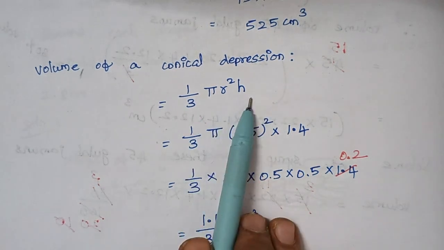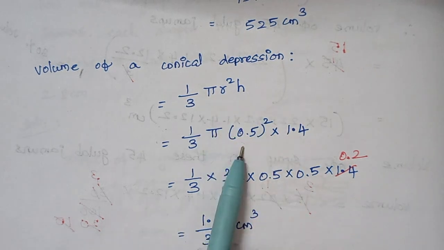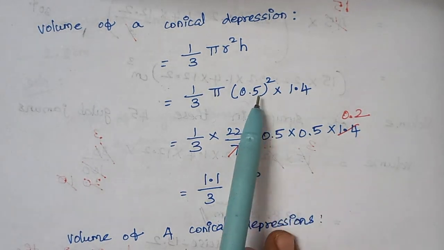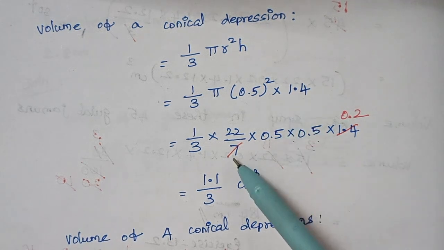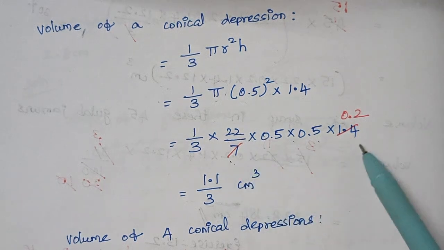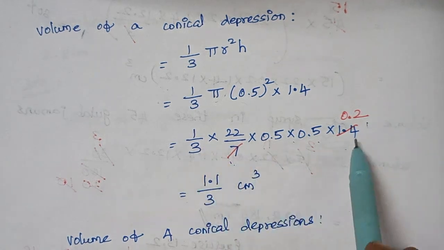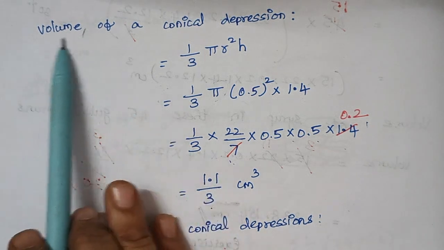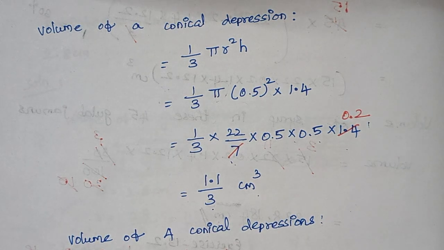The radius and height are given in the problem directly, so just substitute the values. Radius is 0.5 and h is 1.4. Since it is 0.5 square, I am writing it as 0.5 into 0.5. Pi is nothing but 22 by 7, so the 7 and 1.4 cancel by 0.2 times. Once you simplify, we get the answer as 1.1 by 3. Since it is a volume, it is centimeter cube. So this is the volume of one conical depression.